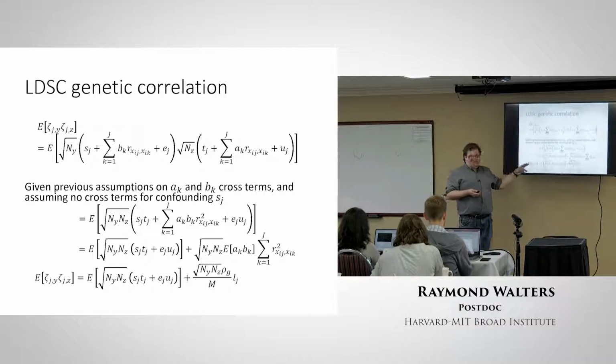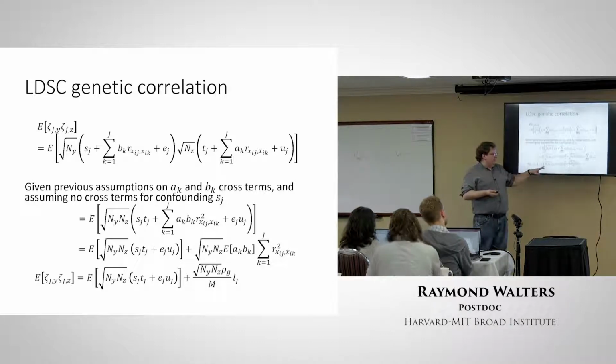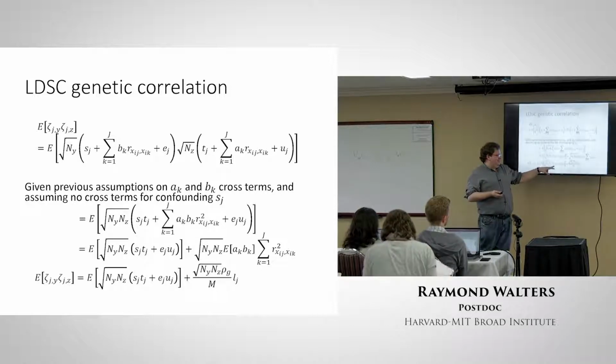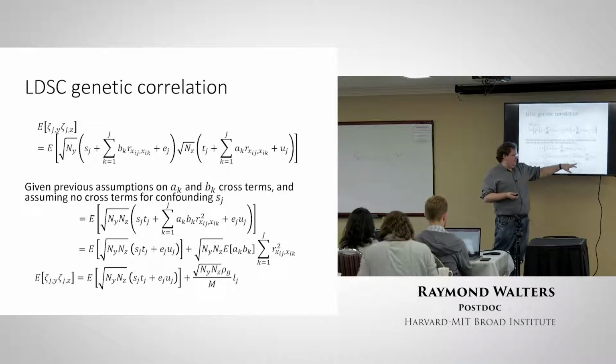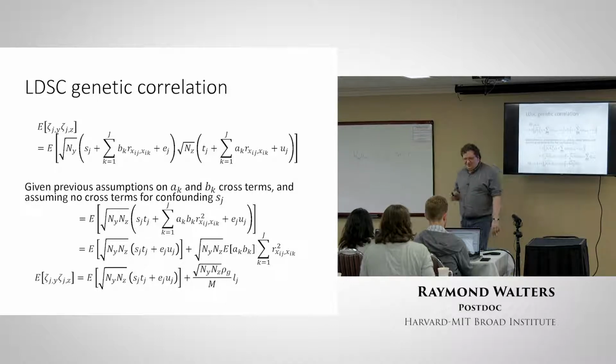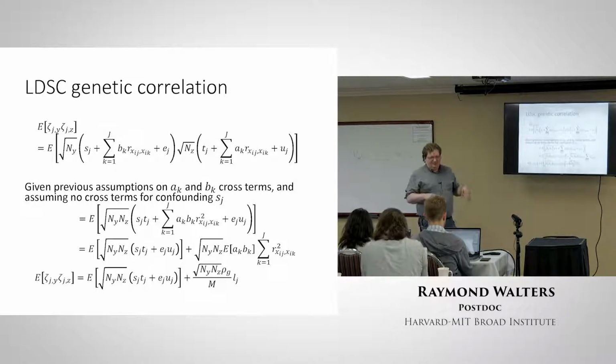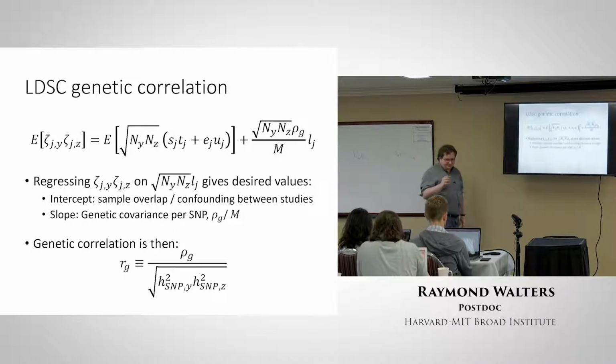So making that additional set of assumptions, the math walks through, and what we end up with is this bottom statement where the expectation of this product of the z-scores is this equation that has to do with the magnitude of the confounding and the error, and the cross product of the error between the two sets of GWAS statistics, and this piece that is proportional to our target rho sub g and the same LD scores that we defined previously.